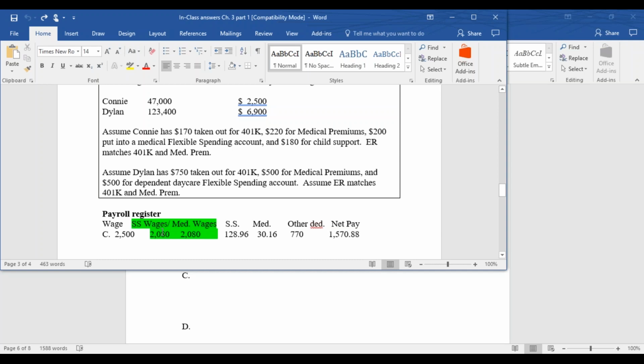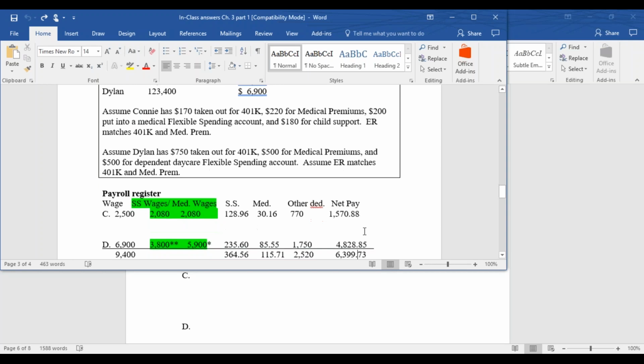Now notice I only use the green to calculate this tax. Once I've done that, I come back to the $2,500. $2,500 minus the Social Security, minus the Medicare, and the other deductions gives me my net pay. That's what her check will actually be worth.